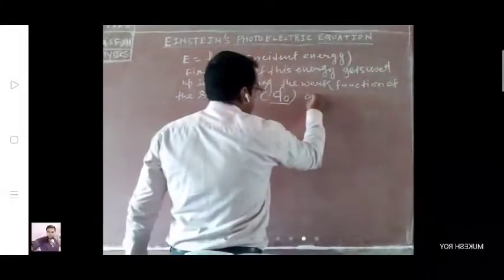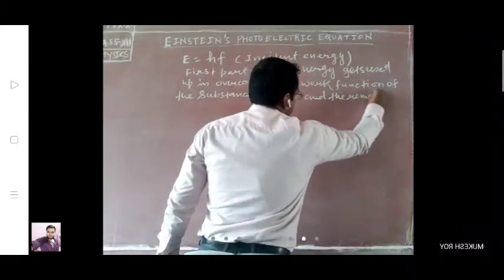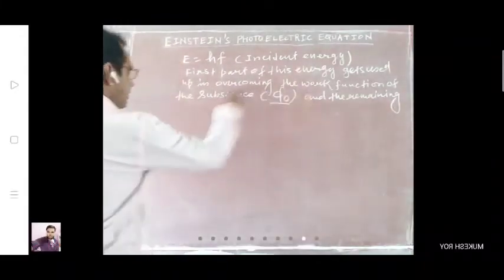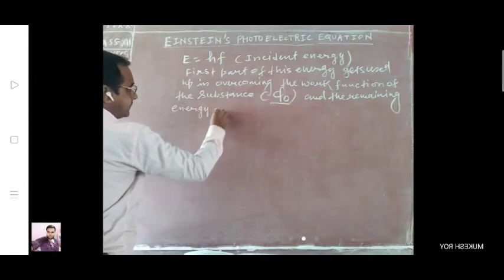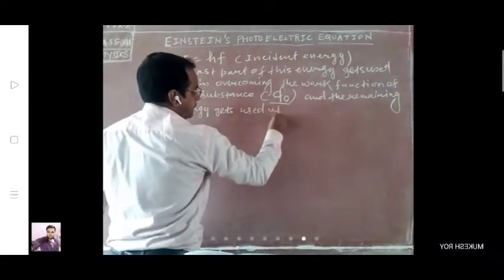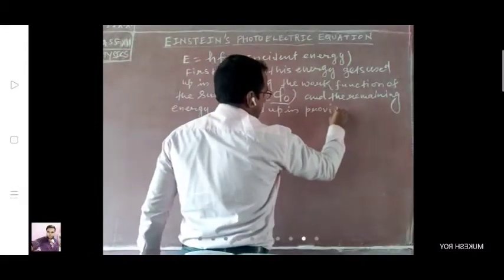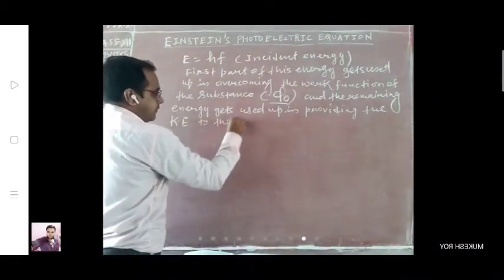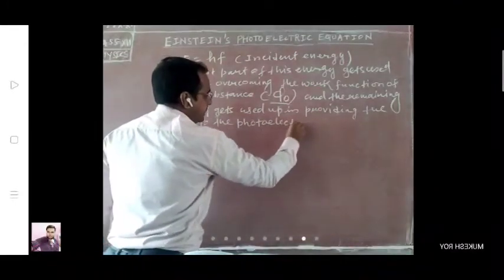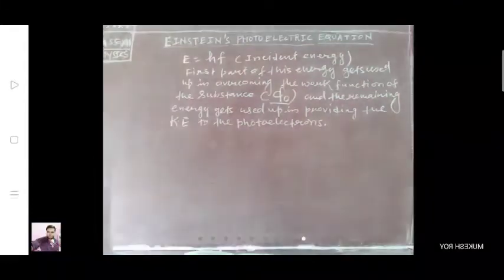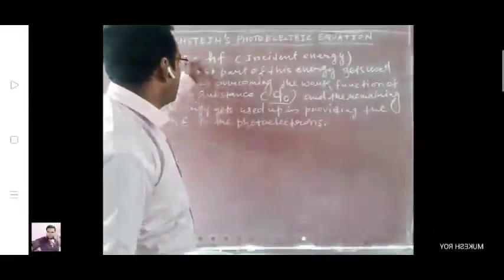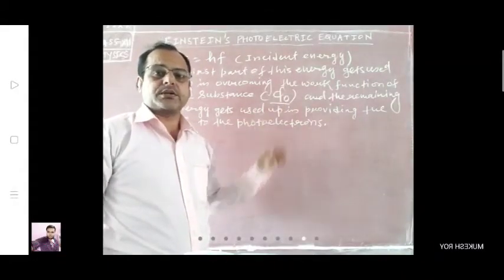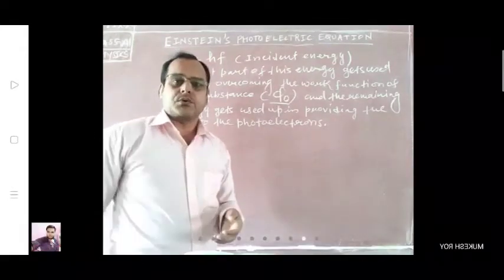Now second part, the remaining energy, that is HF minus phi naught, jo bach jayega. Remaining energy gets used up in providing what? Providing the kinetic energy to the photoelectrons, right? जो निकल चुका है इलेक्ट्रॉन्स, उनको काइनेटिक एनर्जी कौन देगा? कुछ एनर्जी बचेगा तब तो एनर्जी बचा मेरे पास, फॉल किया था एच न्यू, वेस्ट हो गया वर्क फंक्शन को ओवरकम करने में फाइ नॉट, तो मेरे पास जो बचा एच एफ माइनस फाइ नॉट, दैट विल बी यूज्ड अप इन गिविंग द काइनेटिक एनर्जी टू द फोटो इलेक्ट्रॉन्स, राइट?